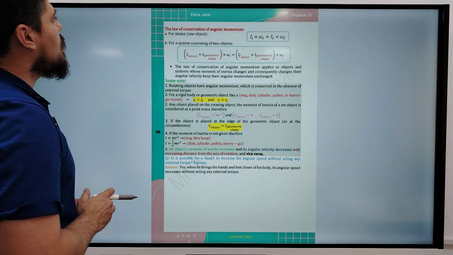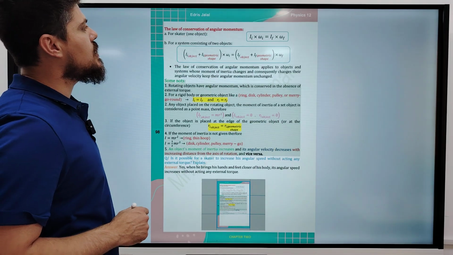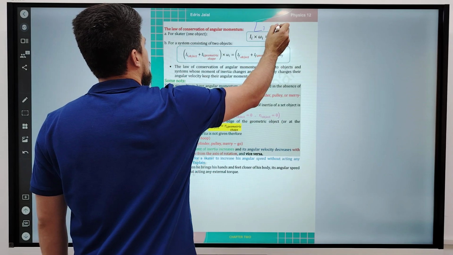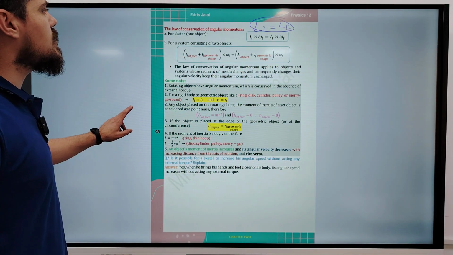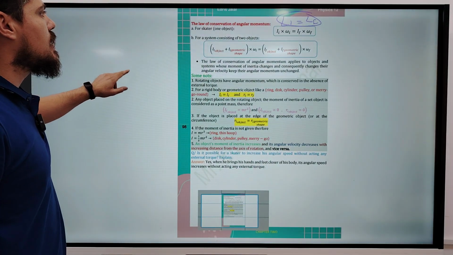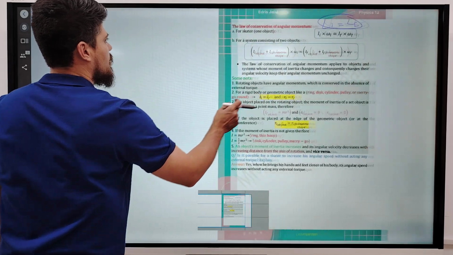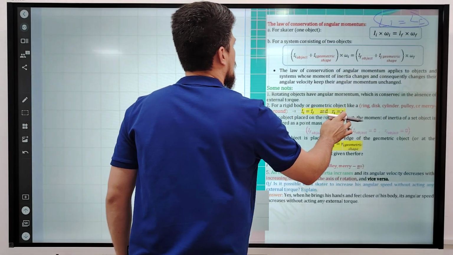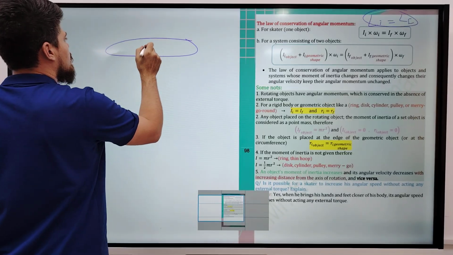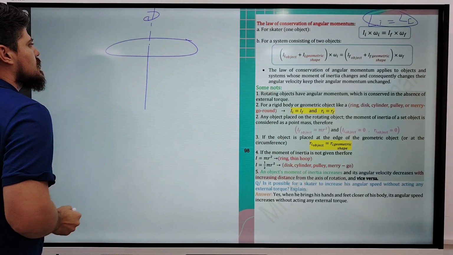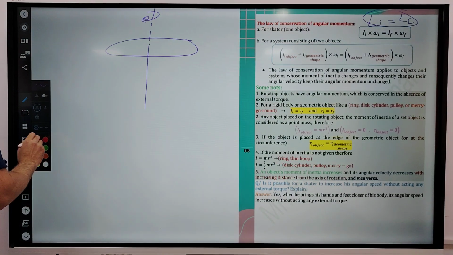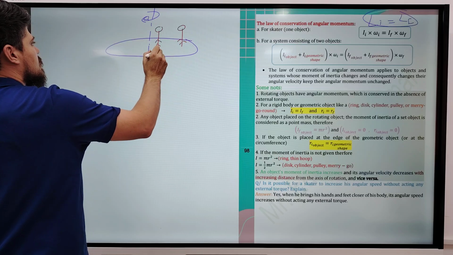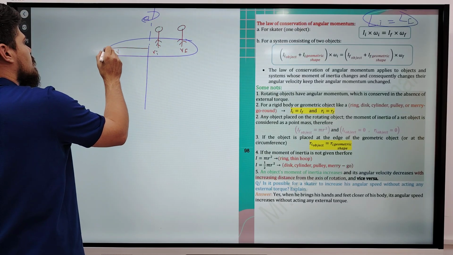Okay? The law of conservation of angular momentum for skaters, one object, is I initial times omega initial equal to I final times omega final. This equation is based on this. But for a system consisting of two objects, such as students on a merry-go-round, for example, if we have a merry-go-round or cylinder rotating around a specific axis, and a child on it is at first here and the second time is moving, this is R initial and this is R final.